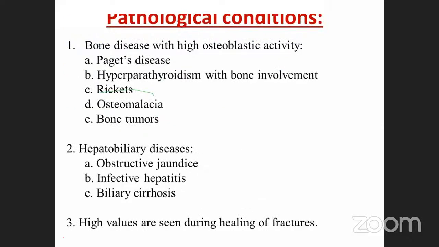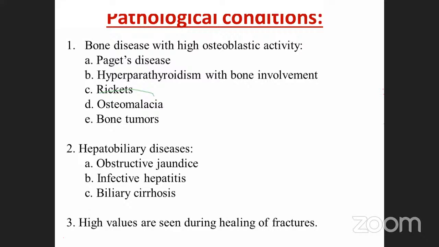See some pathological conditions, and these conditions are divided into two categories. First is hyperactivity observed in bone-related disorders, and second is hyperactivity observed in hepatocellular injuries, liver-related. First, it increases the activity of alkaline phosphatase in bone disease with high osteoblastic activity. Here bone formation is there. First is Paget disease, where bone formation is also increased. Second, hyperparathyroidism with bone involvement. You know this enzyme?